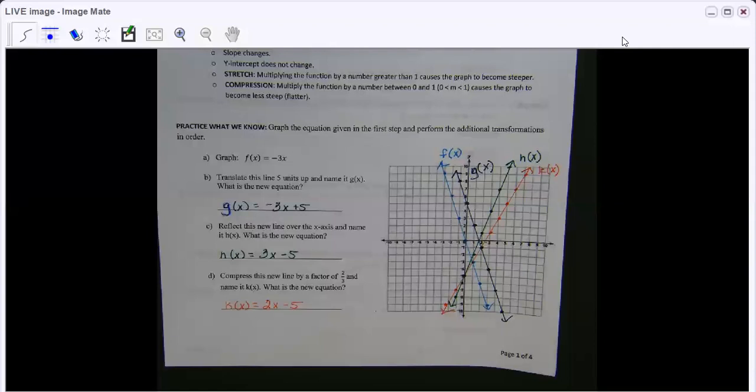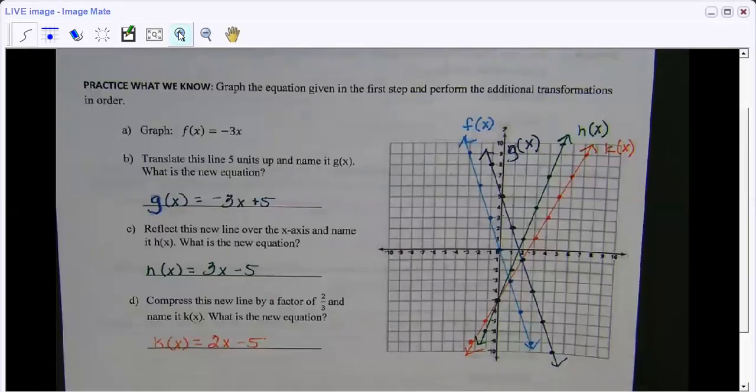Okay, so this is what you should have gotten for your equations and your lines. Yeah, it does get a little bit confusing sometimes, but that's why I said in the last set of notes, you need to be precise. You need to use a ruler. Any questions?